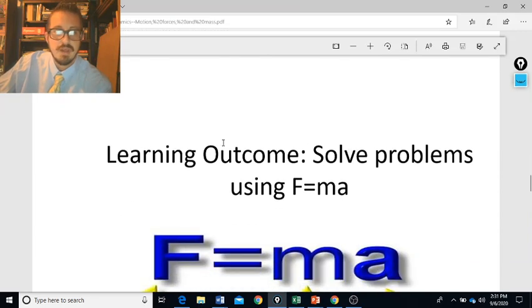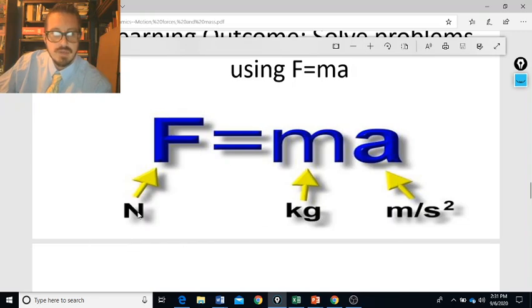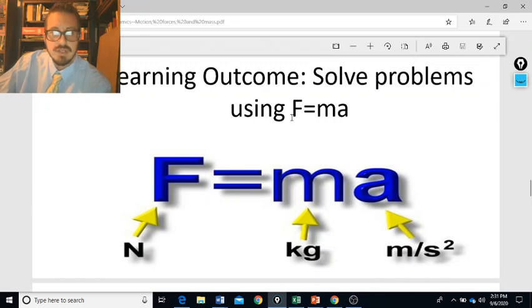One of the learning outcomes is to solve problems using F equals ma. Remember that force is measured in newtons, the SI unit, mass in kilograms, and acceleration in meters per second squared. We'll see this a lot.